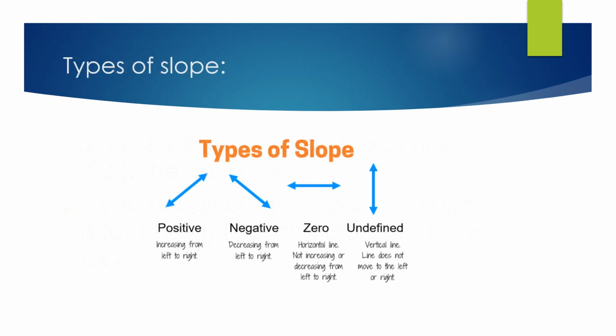Okay, types of slopes. They can either come as positive, negative, 0, or undefined. A positive slope increases from left to right, but a negative slope is quite the opposite. It's decreasing from left to right. A horizontal line, which means that you only have the value of y and you do not have an x, has 0 slope because it's not increasing or decreasing from left to right. Undefined is when you have a value for x, but you don't have a value for y. And it's of course a vertical line and does not move to the left or to the right.